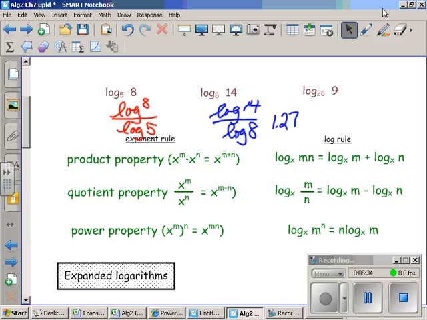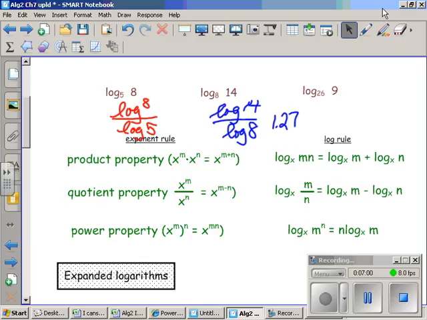Second rule, if you remember with exponents, when you divide powers, you subtract exponents. So we're going to do the same thing with logs. When you divide inside a log, you can turn it into a subtraction problem. Log base x of m over n is log base x of m minus log base x of n. What about the bottom one? Log base 5 of 2/5 is log base 5 of 2 minus log base 5 of 5.